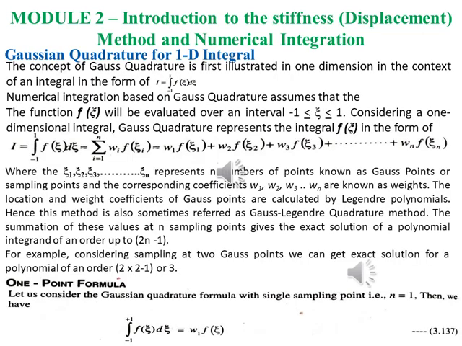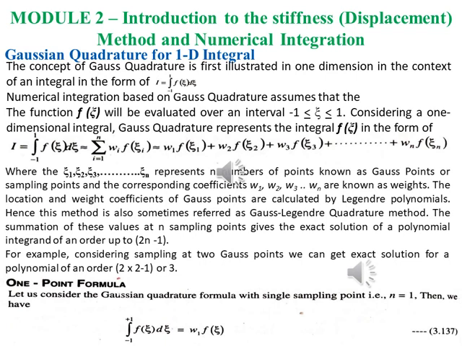Okay, so let us come to the first concept of Gaussian quadrature for one-dimensional integral element. So the concept of Gauss quadrature is first illustrated in a one-dimensional element in context of an integral form, that is integrating I from -1 to +1 of function of z dz. So the numerical integration based on Gauss quadrature assumes that the function f of z will be evaluated over an interval of -1 to +1.